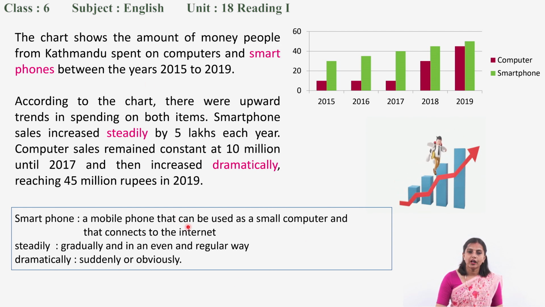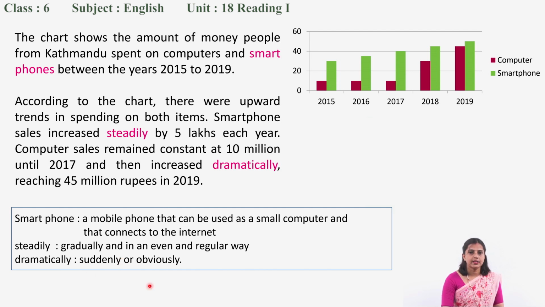Smartphone means a mobile phone that can be used as a small computer and that connects to the internet. What is a smartphone? It is a mini computer, isn't it? Which we can keep in our pocket and carry anywhere with us. It even connects to the internet so that we can perform even more actions on it. And steadily we have already discussed. It means gradually and in an even or regular way. Regular, not irregular.